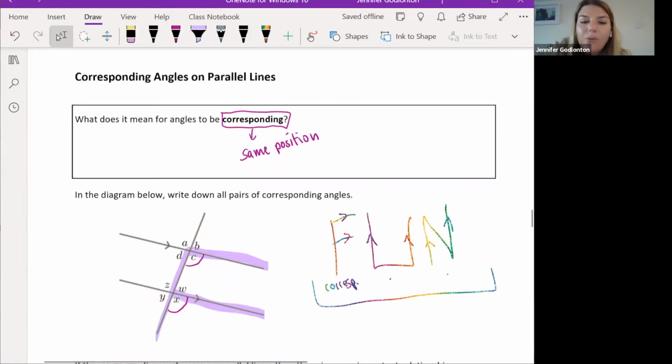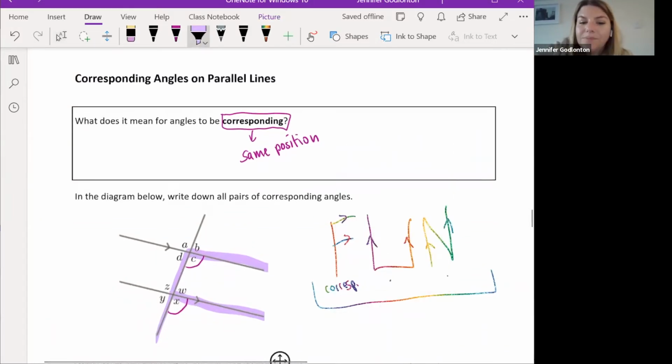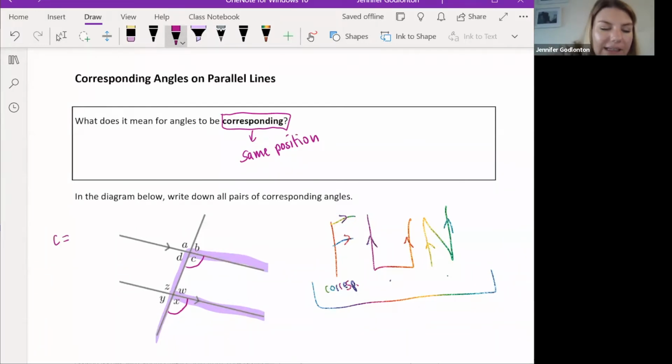Okay, and when we talk about corresponding angles, in math, corresponding angles are equal to each other. So in this case, we could say that C is equal to X. Can someone tell me another pair that would be equal in this picture that you can currently see? Yes, tell me another pair. Y and D. Beautiful. Y and D. Excellent.